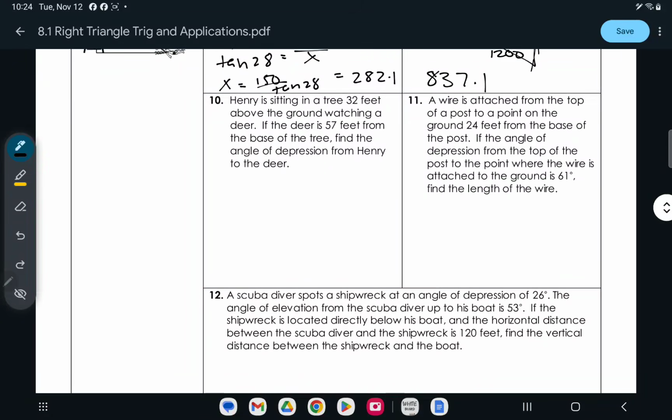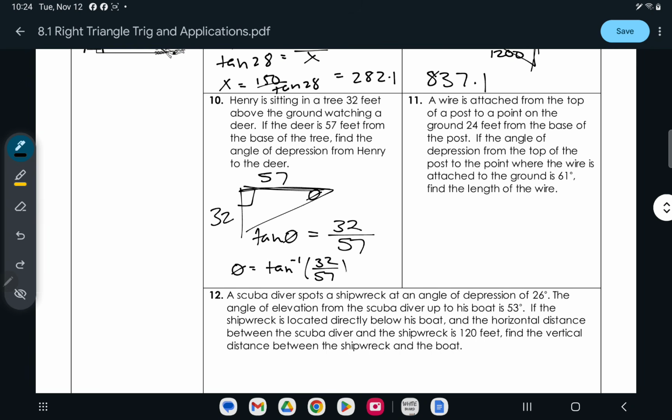Henry is sitting in a tree 32 feet above the ground, watching a deer. If the deer is 57 feet from the base of the tree, find the angle of depression. We have another tangent. Tangent theta is opposite over adjacent. So then we can do the inverse to get 29.3.